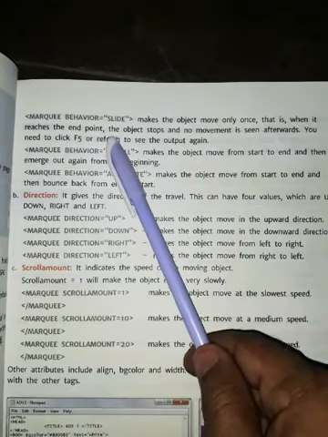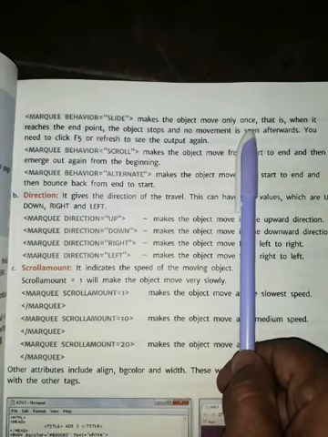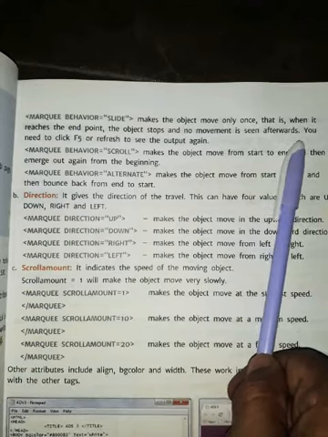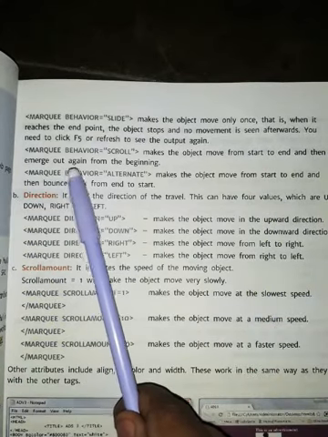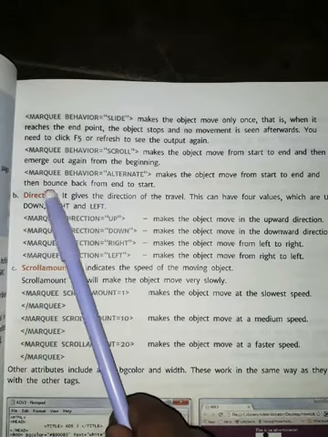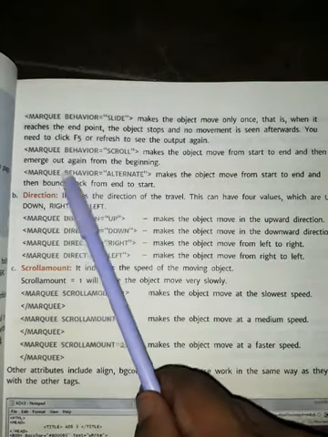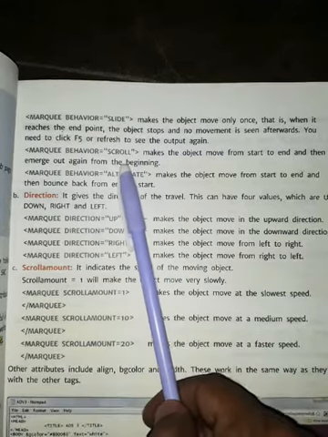Behavior slide makes the object move only once. When it reaches the end point, the object stops and there is no movement on the screen afterwards, meaning the image or text moves one time only. If you want to move it again, then you click F5. The slide behavior moves only one time on the screen.